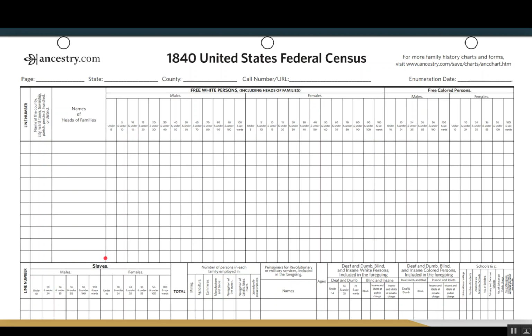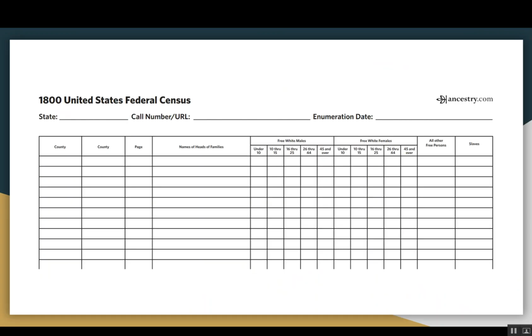Down here, it even goes over to slaves, number of persons in each family employed in a specific occupation, pensioners from revolutionary or military services, deaf, dumb, and blind, and schools. So this is a lot different than the other ones, but still you'll be able to determine a lot of information from this when they're living here on the 1840.